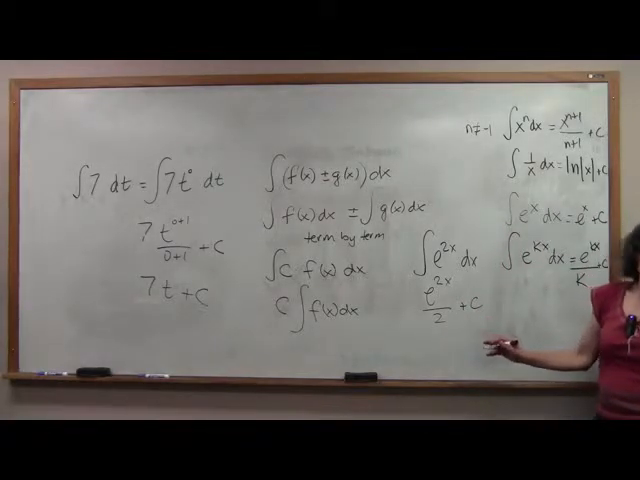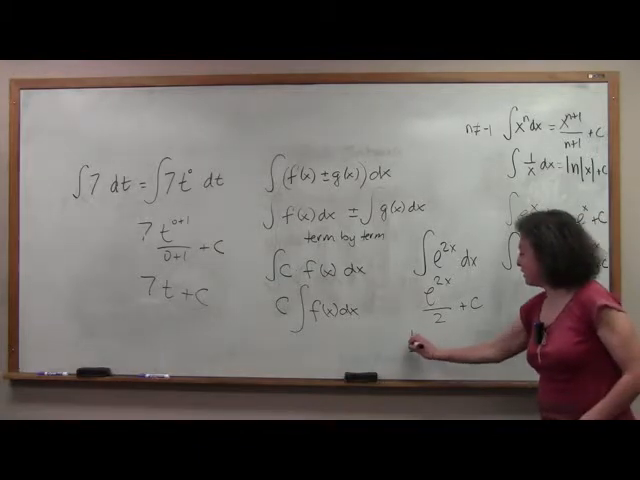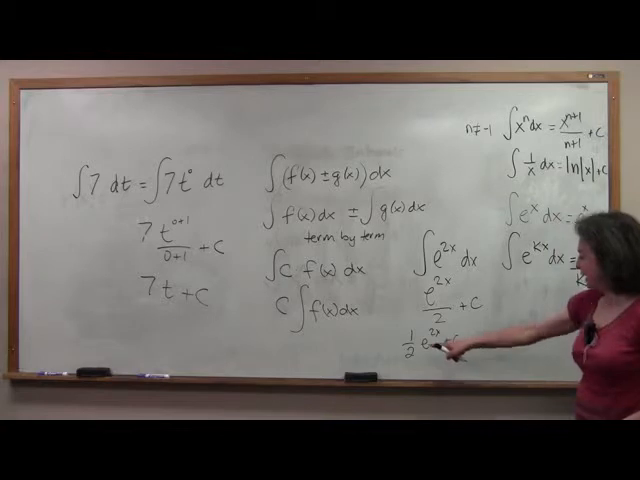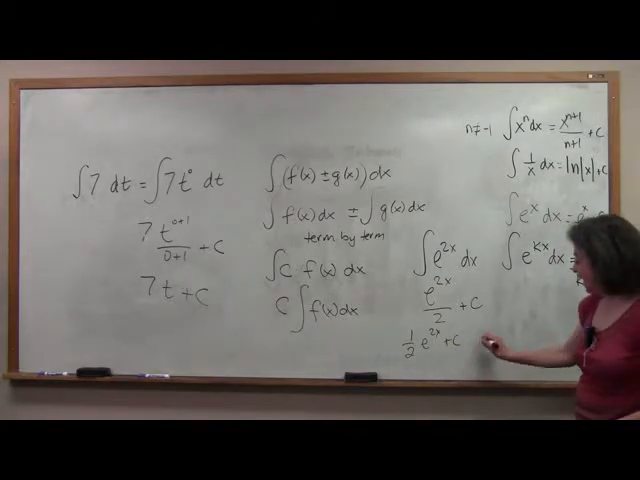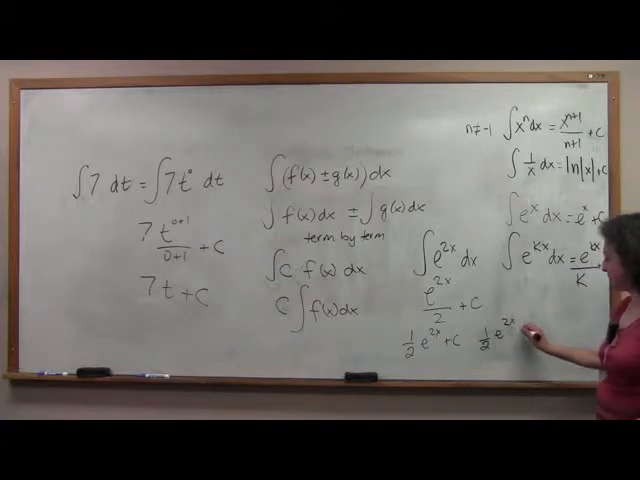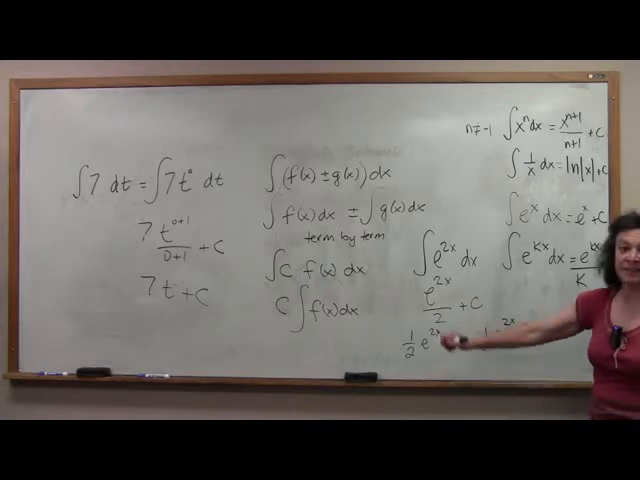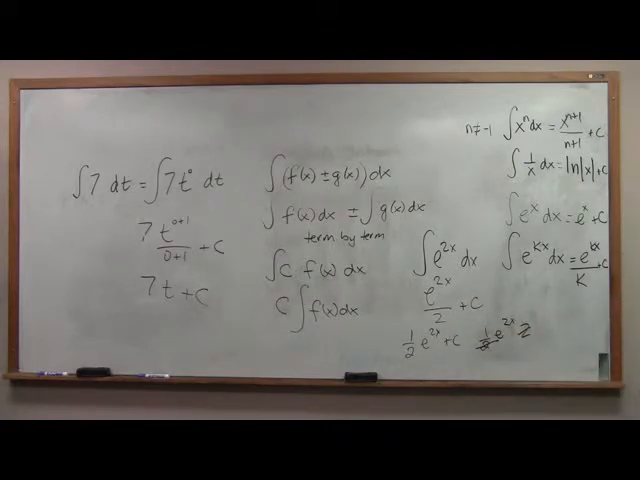How do you know? You can check your answer. That's the same as 1/2 e to the 2x plus c. And if I take the derivative of that, I think you'd agree I'm going to get 1/2 e to the 2x times 2 using my chain rule. My 2's cancel, and I'm left with what's inside.